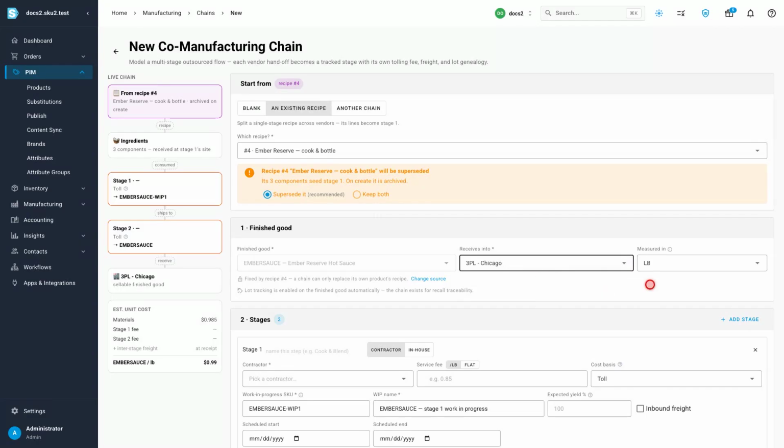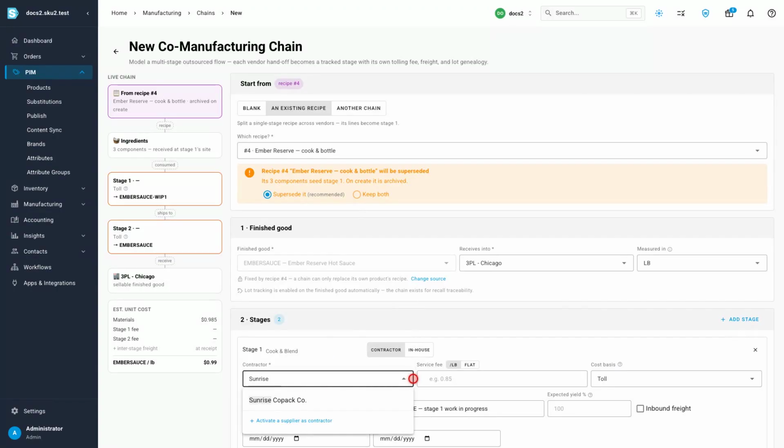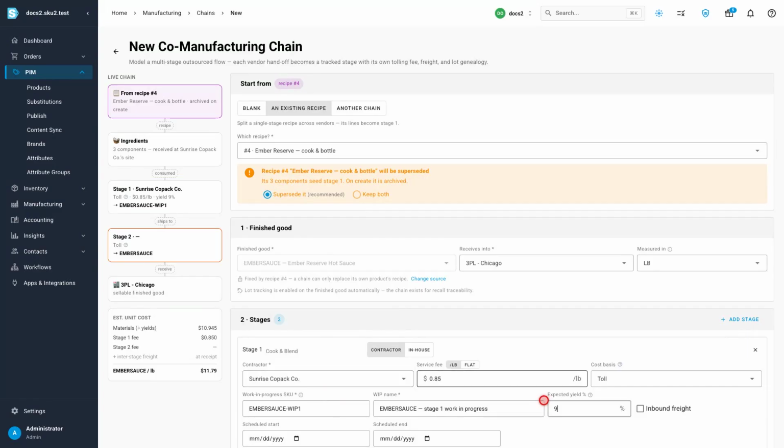Stage 1 goes to the co-packer who cooks and blends. Their saved rate fills in by itself. Cooking loses 6%, so enter the yield. Watch the materials line as you do. It climbs. To finish with a pound of sauce, you have to start with more than a pound of ingredients. That same arithmetic follows the chain everywhere from here on, stage after stage.